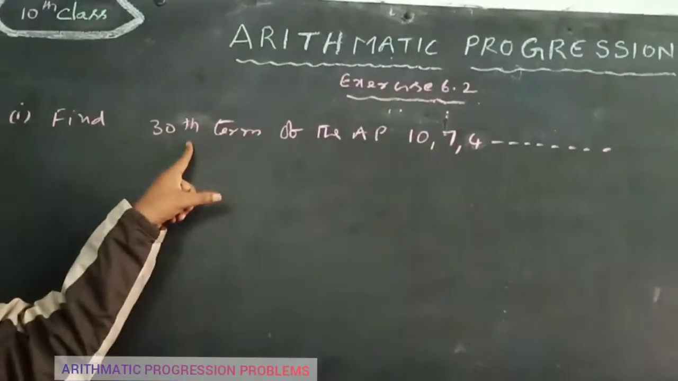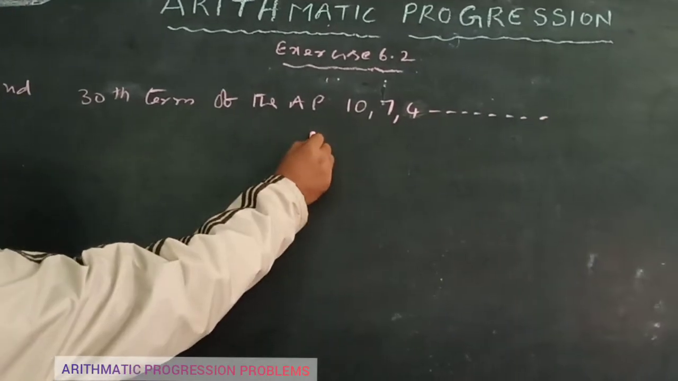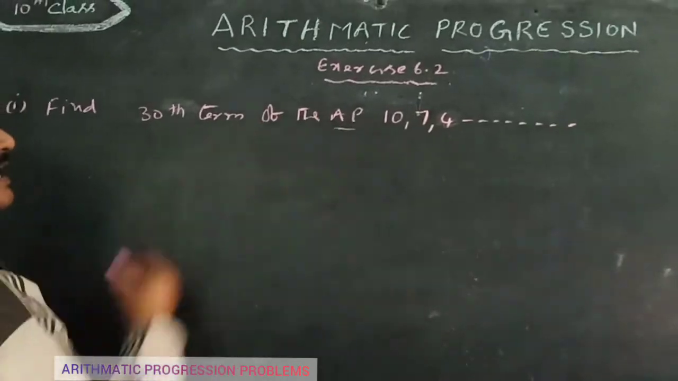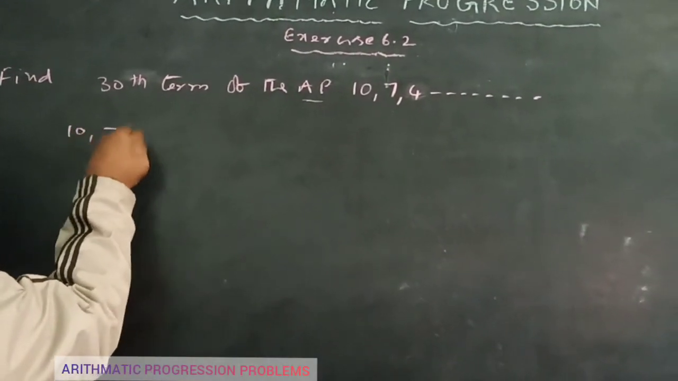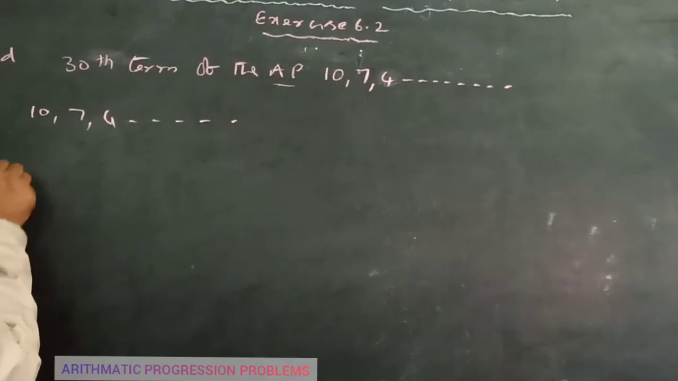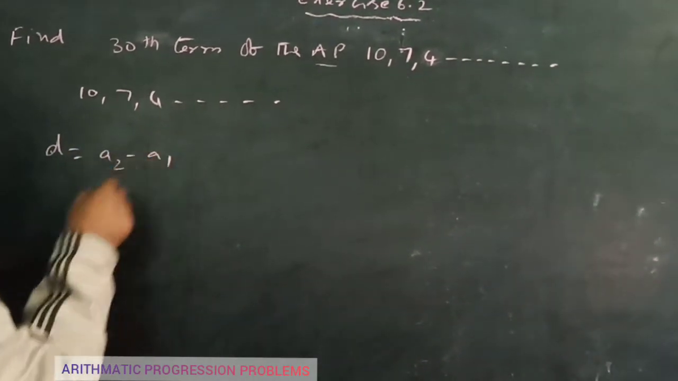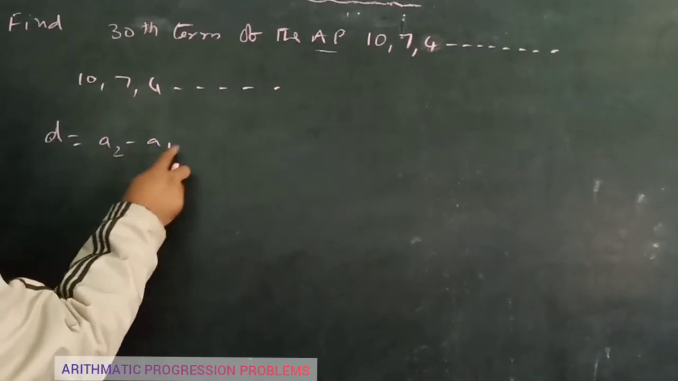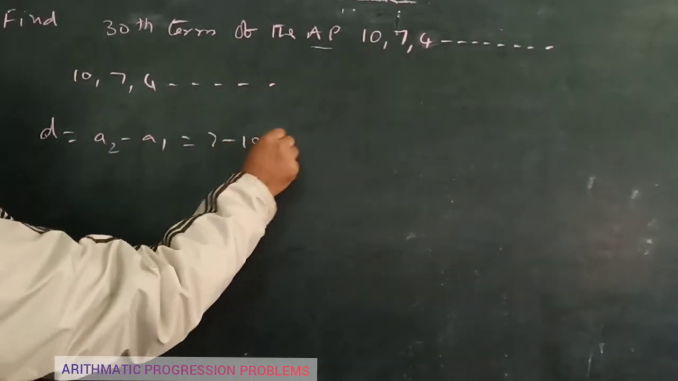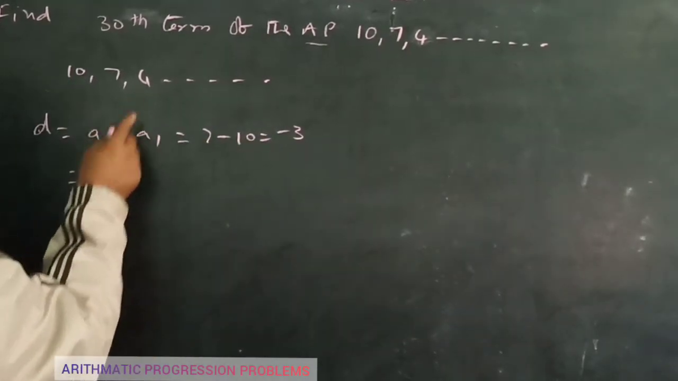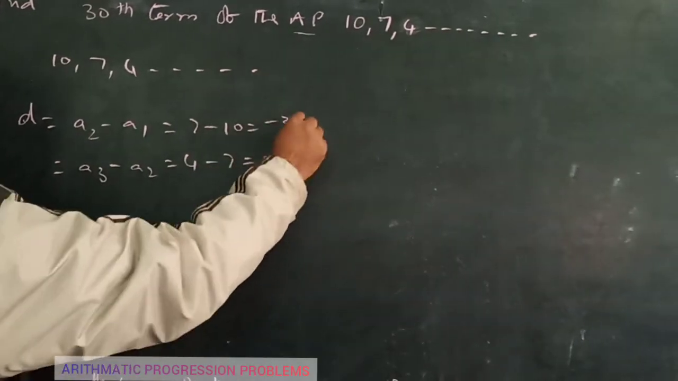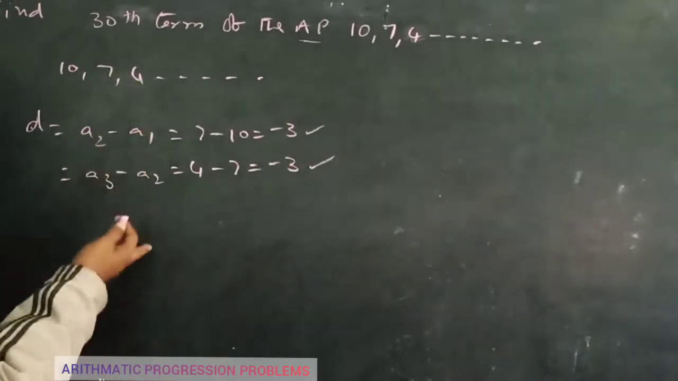Now find the 30th term of the AP 10, 7, 4 and so on. It is already given as an AP. Find d equal to a2 minus a1. What are the first term, second term, third term: a1, a2, a3. So a2 minus a1, 7 minus 10, is equal to minus 3. Then a3 minus a2, 4 minus 7, is also minus 3. The common difference is the same, so the series is in AP.